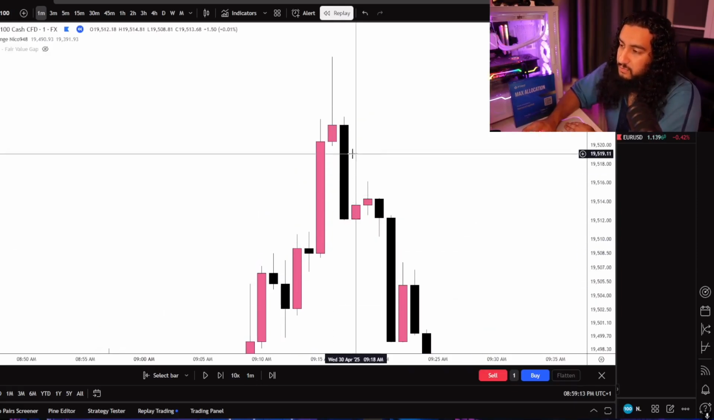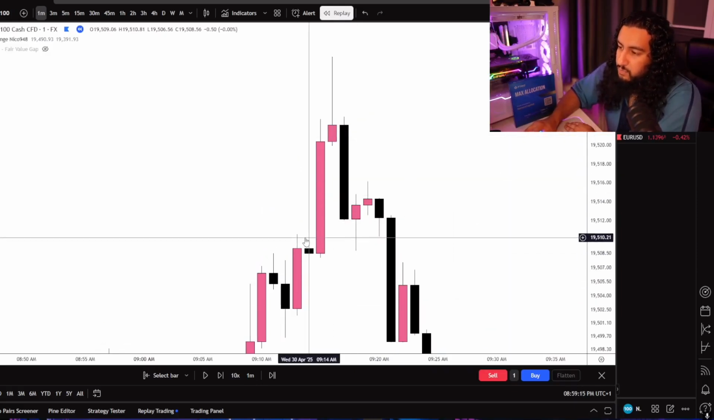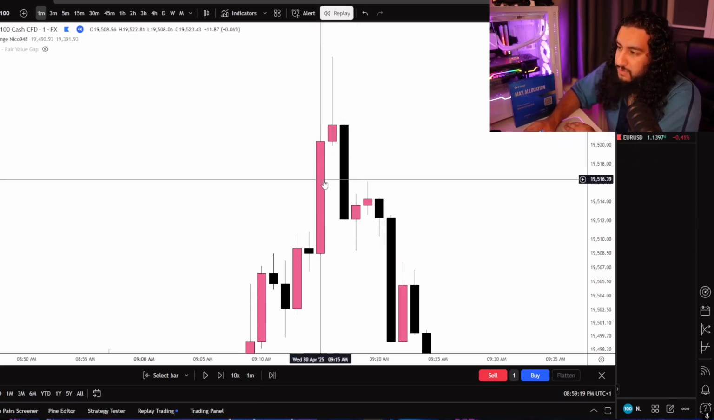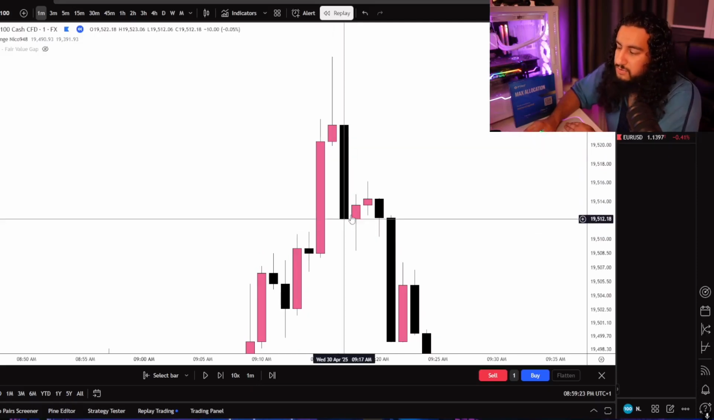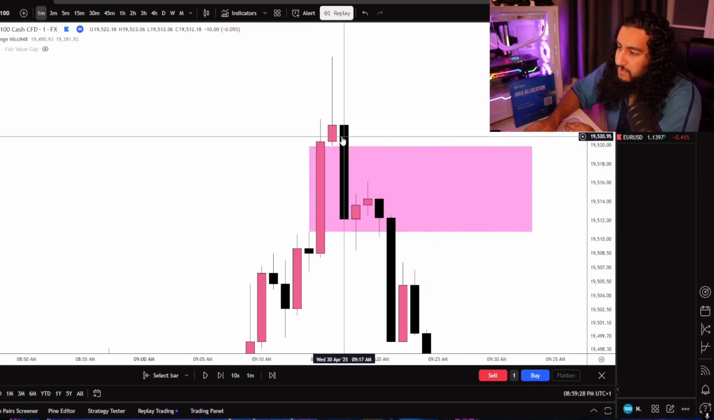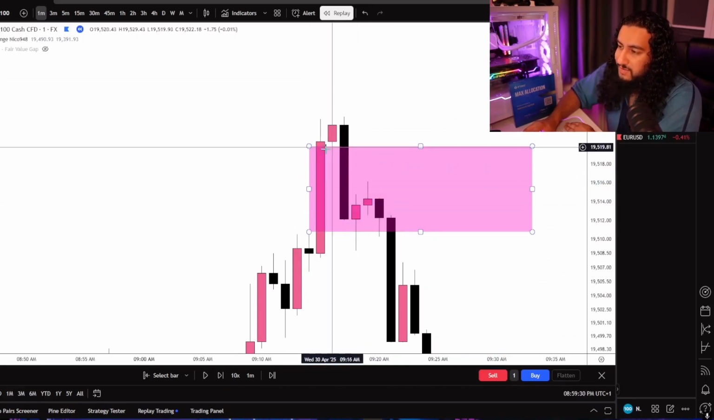Between these three candles, there is a fair value gap. We can see 1, 2, 3. And in between, in this middle candle, we can see this wick and this wick doesn't touch. So that is another fair value gap right there. So price is inefficient in this area.